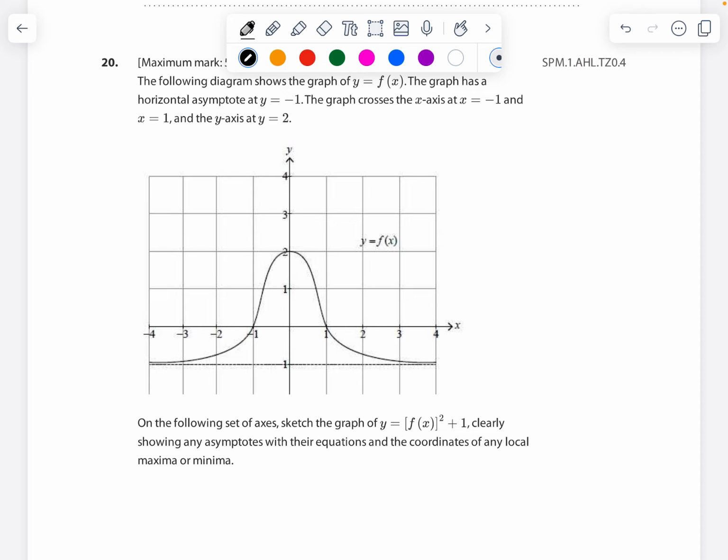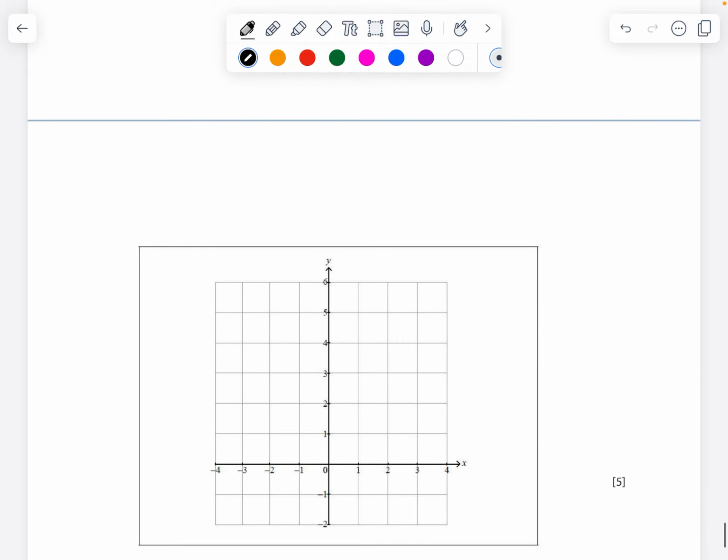The following diagram shows the graph y equal to f of x. Horizontal asymptote y equal to minus 1. The graph crosses the x-axis at minus 1 and plus 1 and the y-axis at 2. On the following set of axes, sketch the graph of y equals f of x whole square plus 1, clearly showing all the asymptotes and coordinates of local maxima and minima.